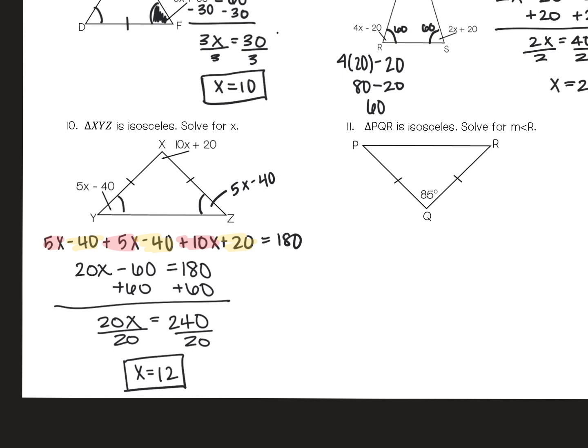For number 11, it says triangle PQR is isosceles. Again, that tells us two sides are congruent, and also that the base angles are congruent. We are trying to solve for angle R, which is this angle over here. So I know triangles add up to be 180 degrees. I can subtract out the vertex angle, which is 85, and I'm left with 95 degrees total. Since I know P and R are congruent, I can just take that, divide by 2, and I find out that R is 47.5.